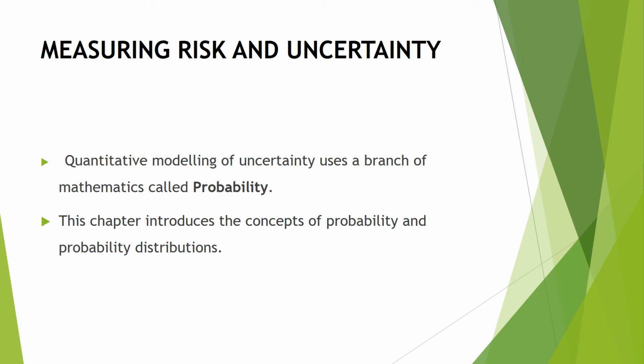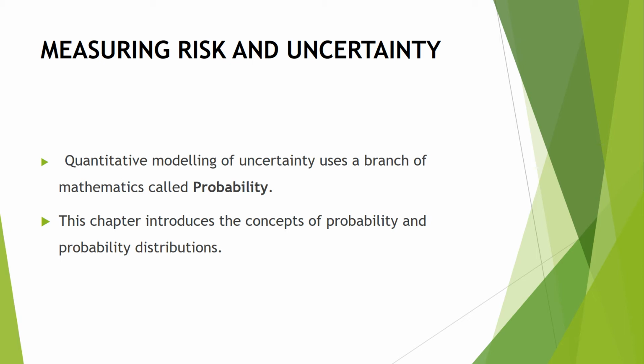Quantitative modeling of uncertainty uses a branch of mathematics called probability. So you are all familiar with this term. We studied a whole chapter on this topic last year. So this year again we will be studying probability and its distributions in detail to help us measure uncertainty.